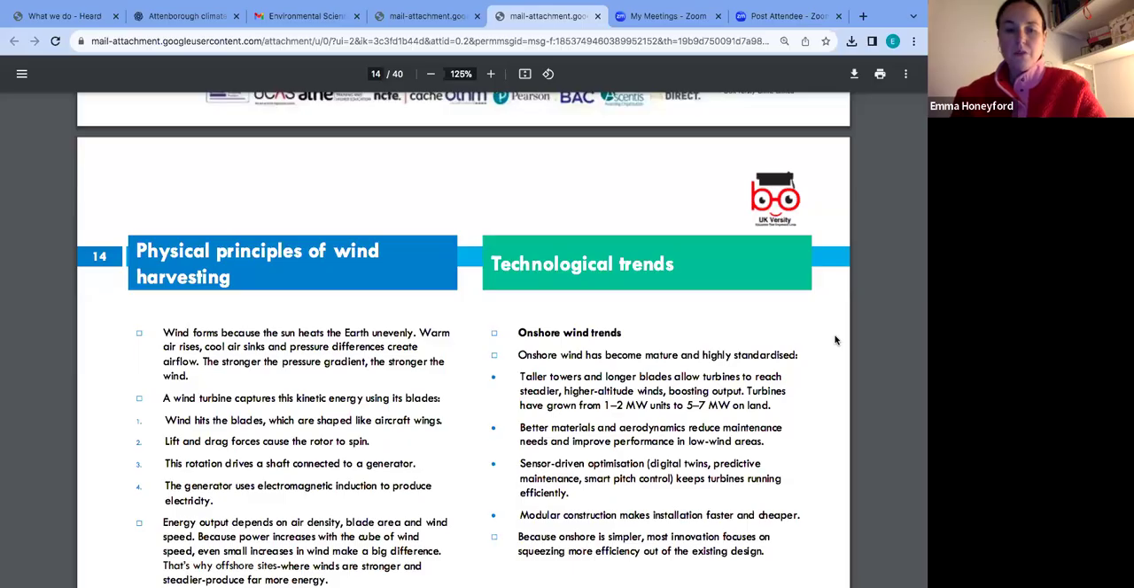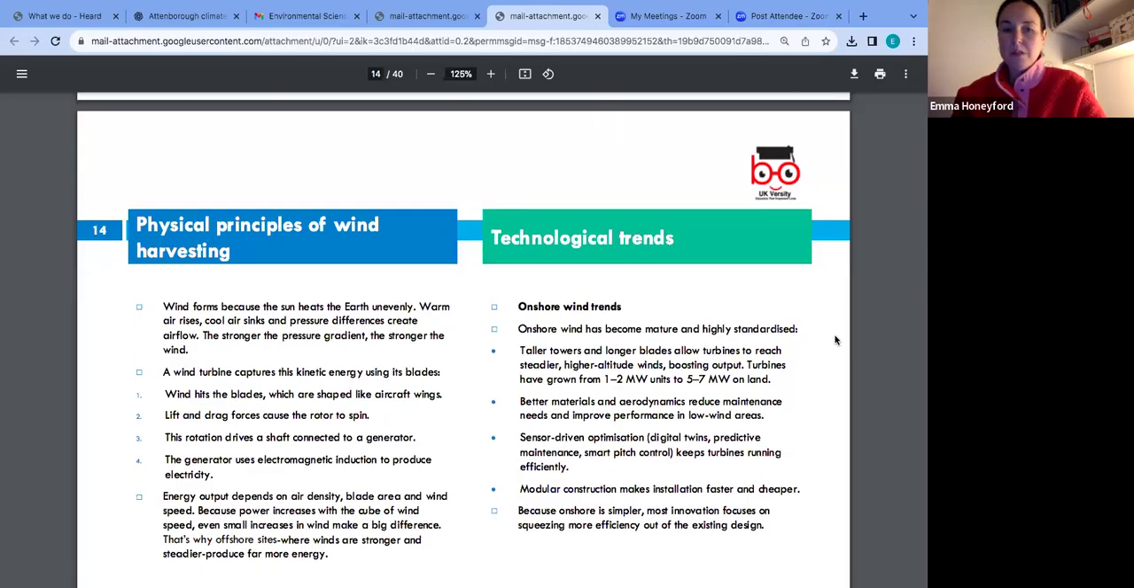So I'll briefly go over the physical principles of wind harvesting. Wind forms because the sun heats the earth unevenly. Warm air rises, cool air sinks, and pressure differences create airflow. The stronger the pressure gradient, the stronger the wind. A wind turbine captures this energy using its blades.